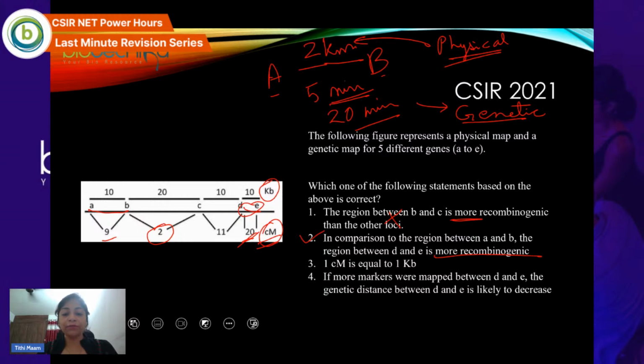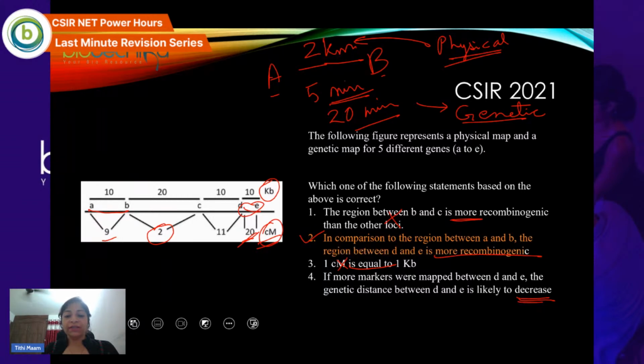Let's see 3 and 4 also. Statement 3 says that 1 centimorgan is equal to 1 kb. Now there is absolutely no relationship between physical mapping and genetic mapping. We cannot do this kind of equation, so this is wrong. Statement 4: if markers are mapped between D and E, the genetic distance between D and E is likely to decrease. Now that is wrong.